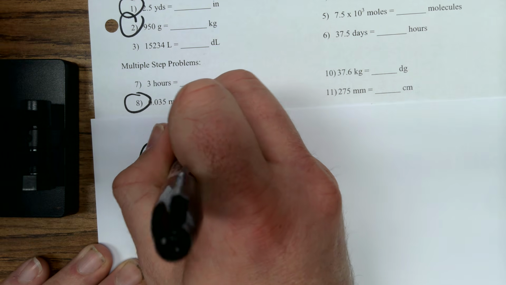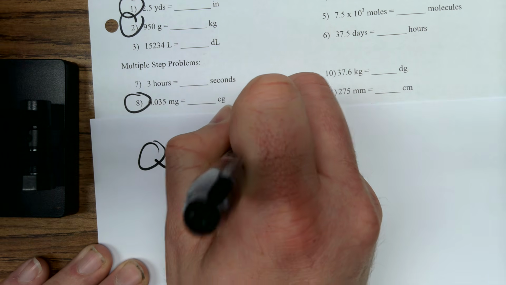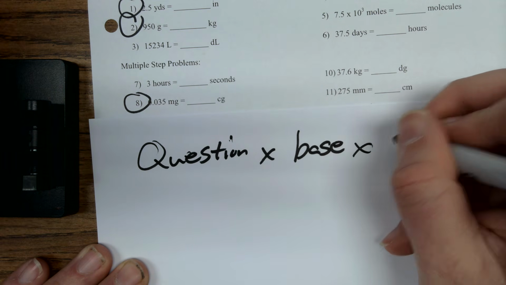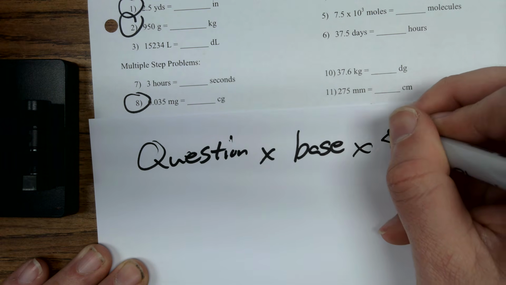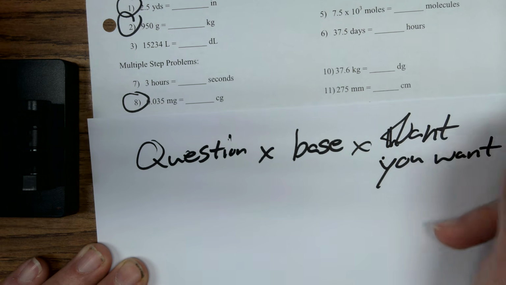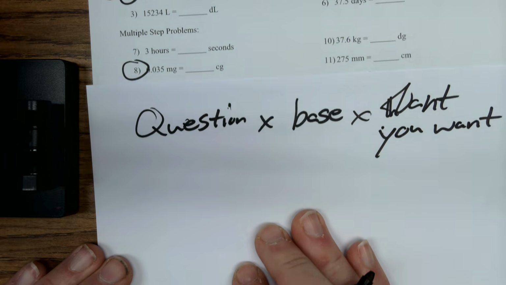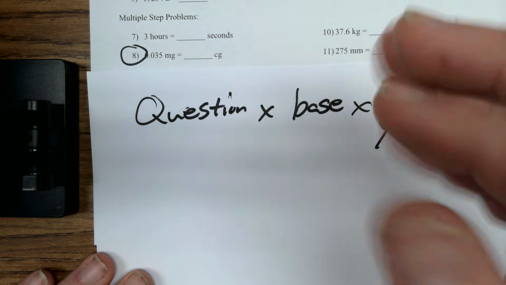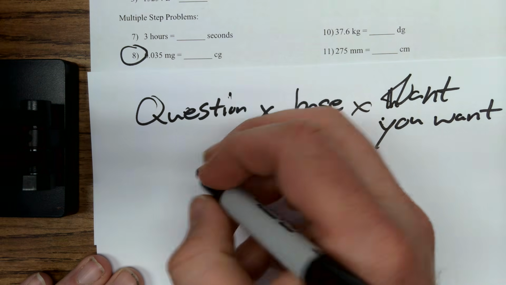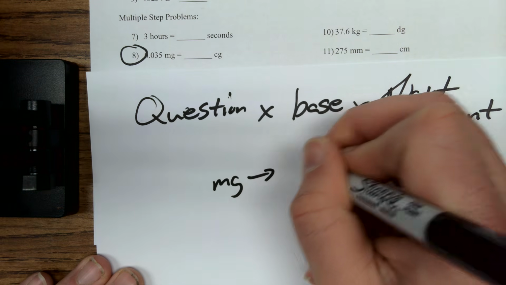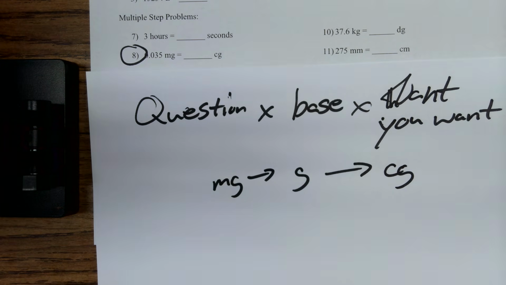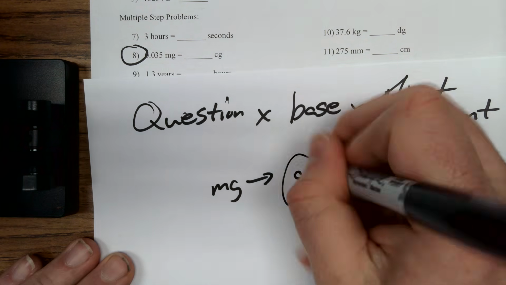So if my question, go to the base first, then go to what you want. So I see that in order to go to the base, I have to go from milligrams to grams. So I'm going to go milligrams to grams, and then from grams, I'm going to go to centigrams. But I always want to go to the base first.